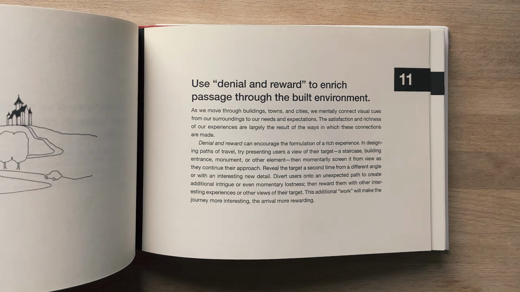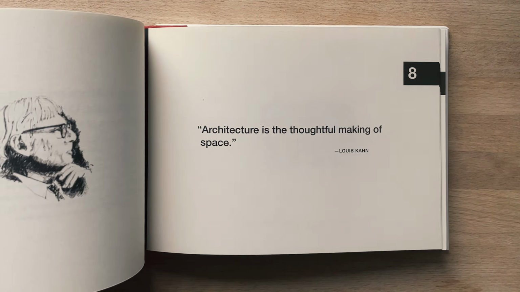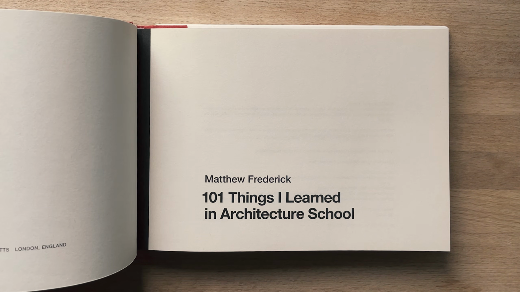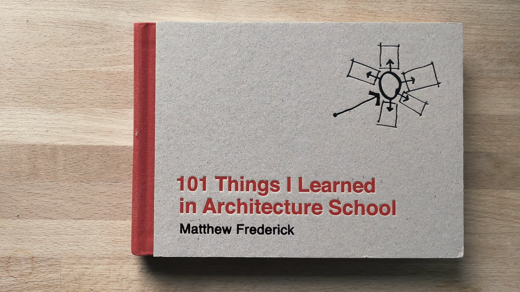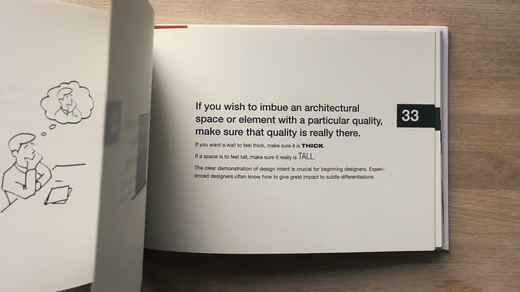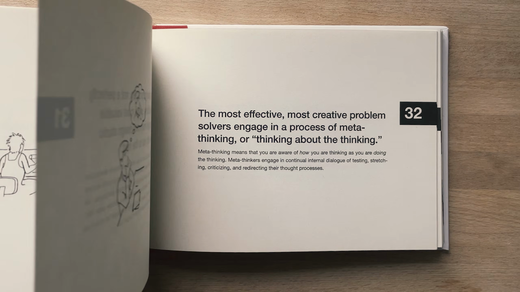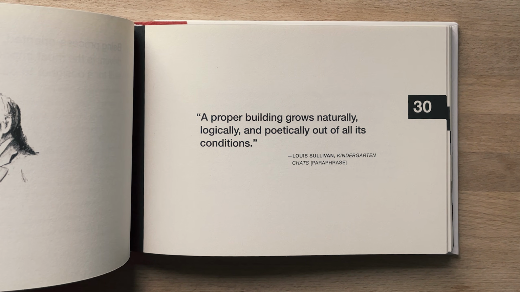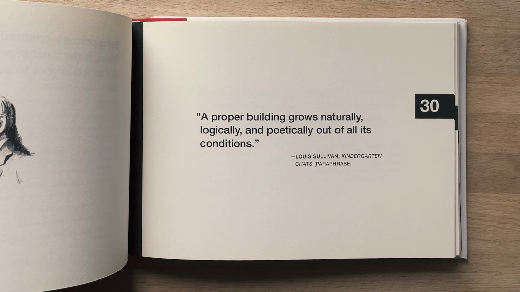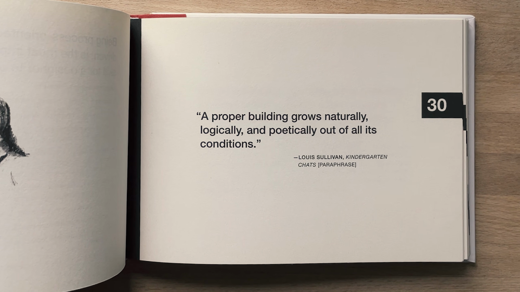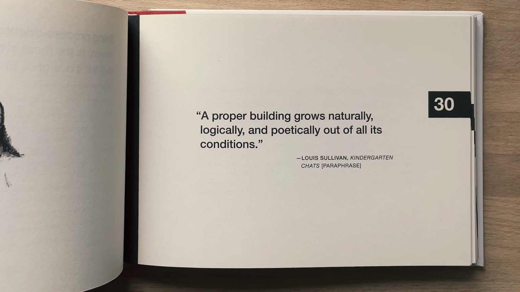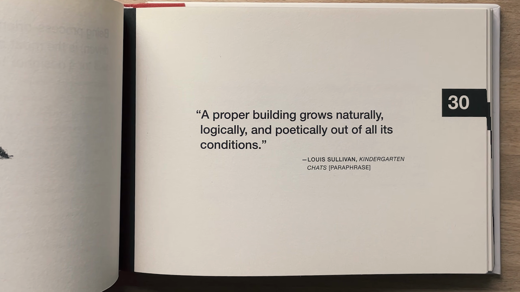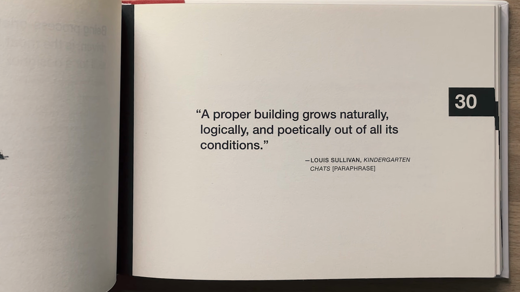And if you like that one, here's another quote that basically sums up my own approach to getting past the so-called blank canvas. It's from Louis Sullivan again, as mentioned in this book, 101 Things I Learned in Architecture School. This book is full of stuff that has a lot of relevance to level design, and I recommend it to people all the time. The quote is, "A proper building grows naturally, logically, and poetically out of all its conditions." And what he's saying here is that design should never be random or arbitrary or done without any real understanding of what he refers to as our conditions.